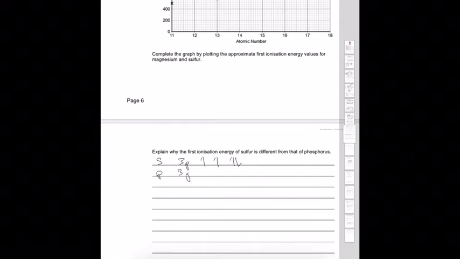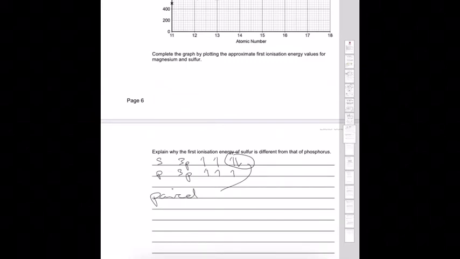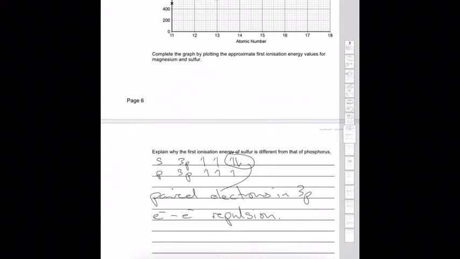The third p orbital, whereas phosphorus has got 3 unpaired electrons, and what you've got is repulsion between those electrons in the 3p. So paired electrons in 3p repel. Well, because they're both negative, that's why. So marks, 1 mark for repulsion, paired electrons.